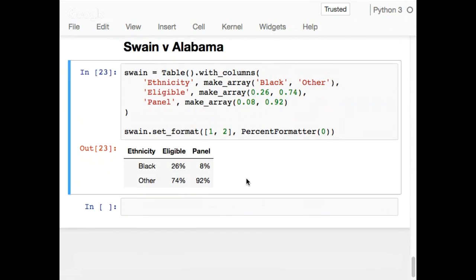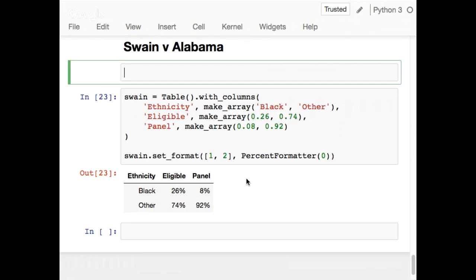So my big question is specifically, what is the probability of getting 8 out of 100 blacks in a panel?